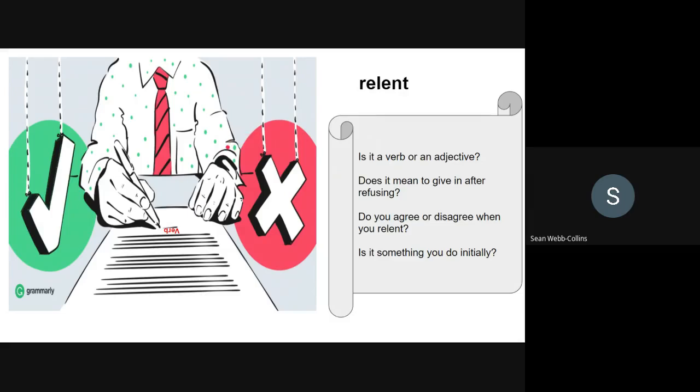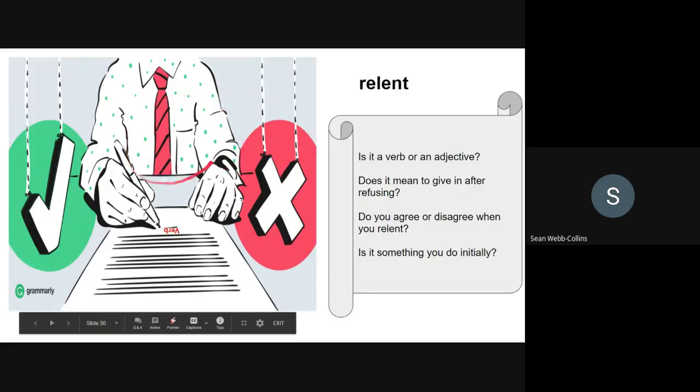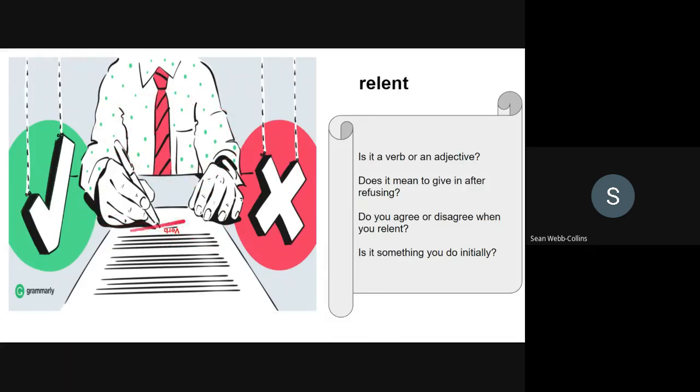Relent means to give in, to do something. You relent, you say, okay, I'll do it. You relent, you give in, you do it. Does it mean to give in after refusing? Yes. Again, for example, in this picture, the man relented and signed the contract. He gave in and signed the contract.